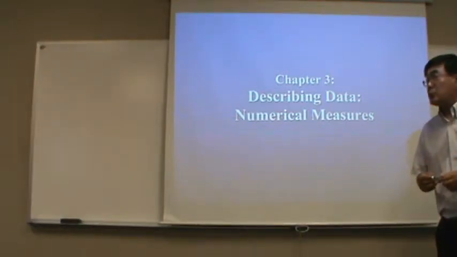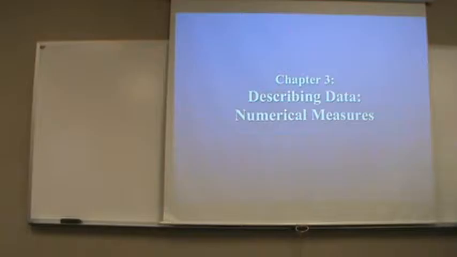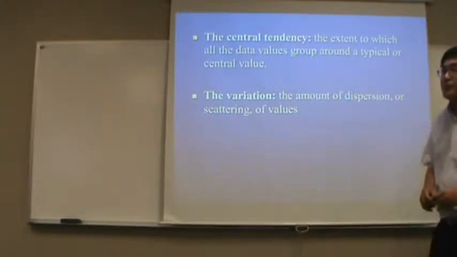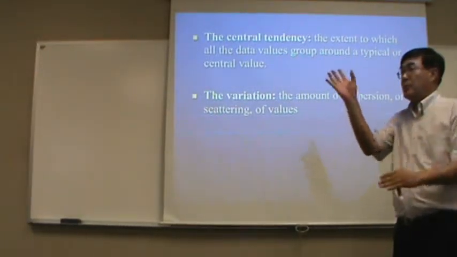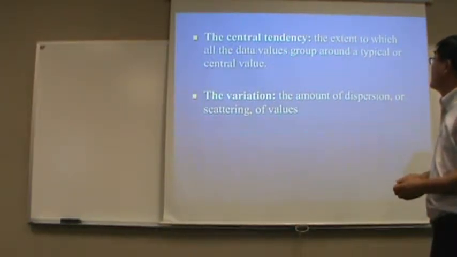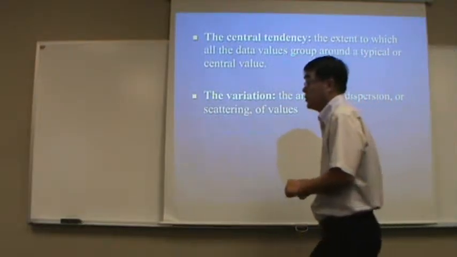Chapter 3, describing data with numerical measures, numbers. How can we describe data? Central tendency and variation. Central tendency, for example, the average score of a distribution, is where the center point is: the extent to which all the data values group around the typical or central value.